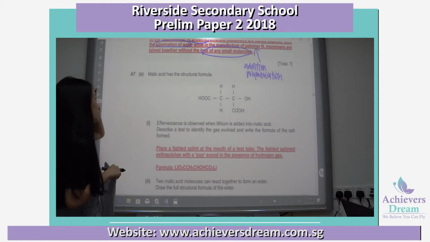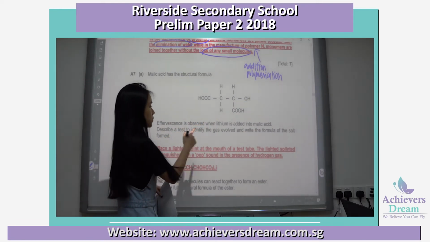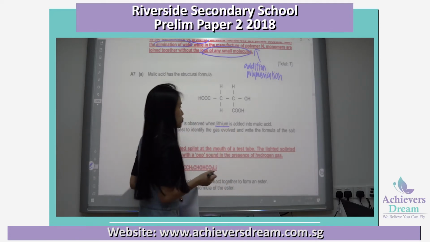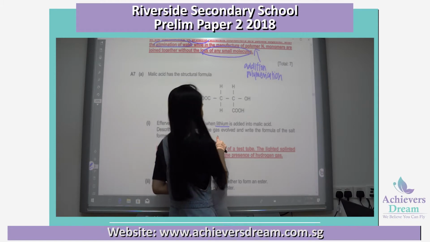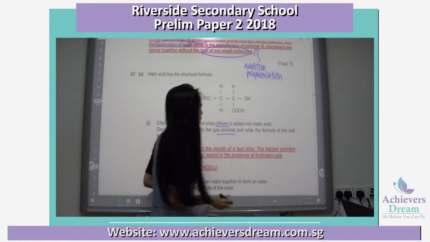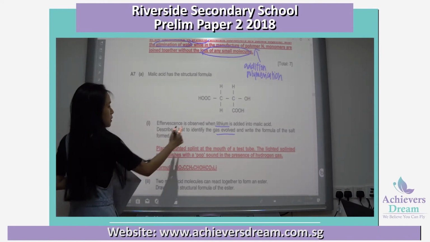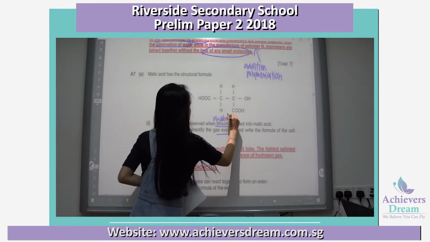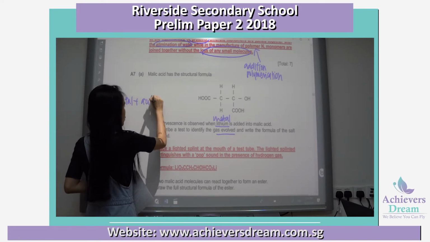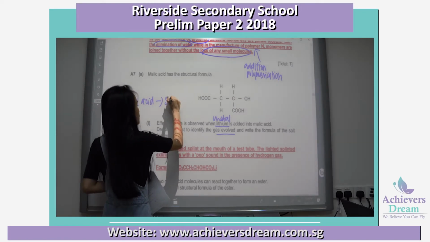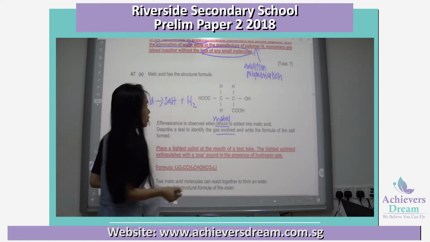Now let's take a look at question A7. So we have an acid here. Effervescence is observed when lithium is added to malic acid. Describe a test to identify the gas evolved and write the salt formed. When we talk about acid, lithium here is a metal. When metal reacts with acid, do you remember what is being formed? You will form your salt plus hydrogen gas, correct?